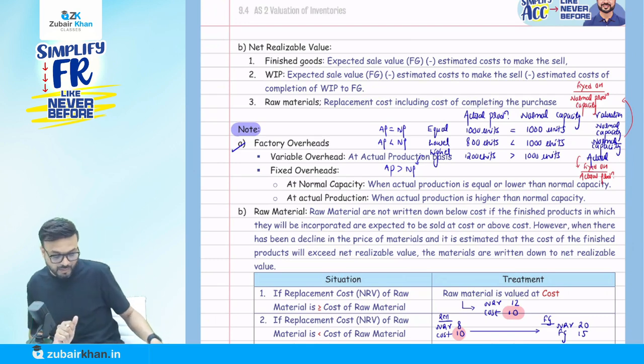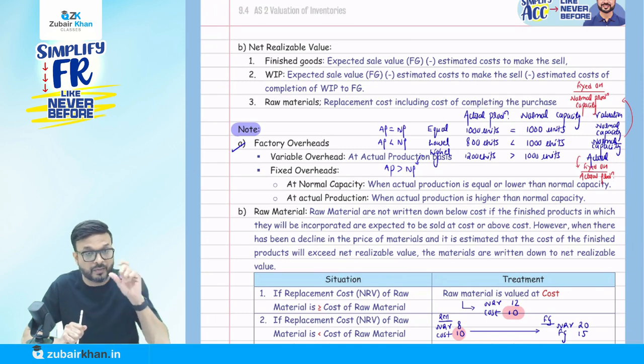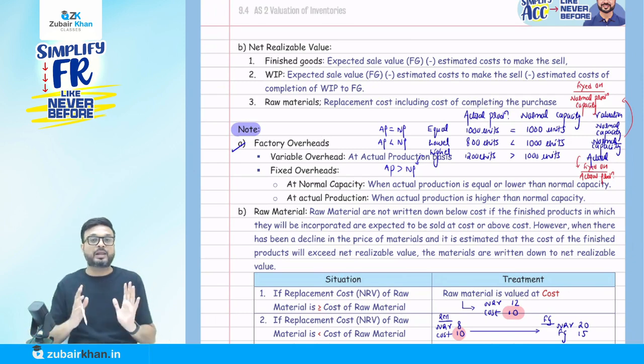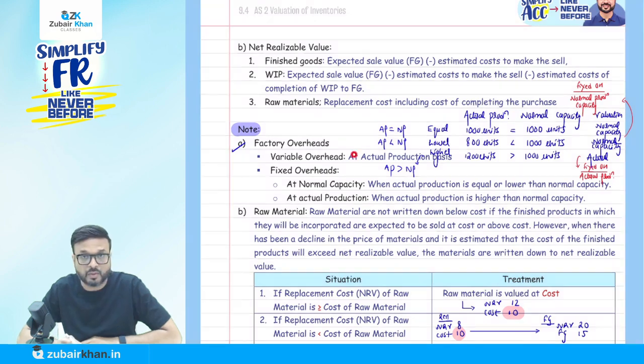Now the factory overheads might be variable, or they might be fixed. How to allocate them? They say there might be three possibilities. First of all, variable overhead is simple: at production cost or actual production cost. But when it comes to fixed overhead, I have to see normal capacity. When actual production is equal to or less than normal capacity, we have to do the valuation at normal capacity. If actual production is higher than the normal capacity, we have to do the allocation at actual production.